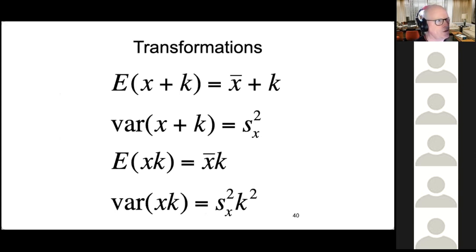So remember, when I'm adding a constant, I'm not changing how spread out the distribution is, that's the variance. And when I multiply times a constant, of course, I'm changing how spread out it is.